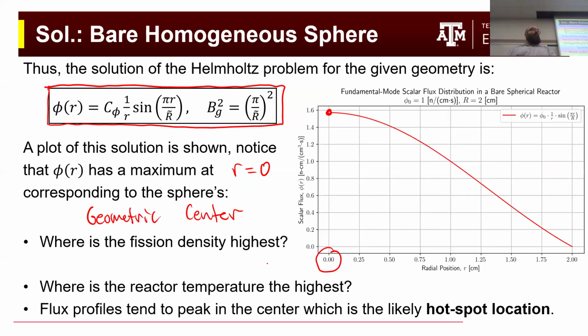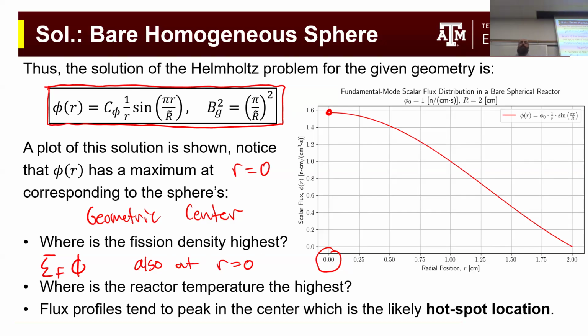Therefore, that's also where my fission density is the highest, because my fission density is just sigma f times the flux. And if it's a homogeneous problem, the sigma f is the same everywhere. So the fission density is going to be the highest wherever my flux is the highest, which is also at the center. So also at r equals 0.